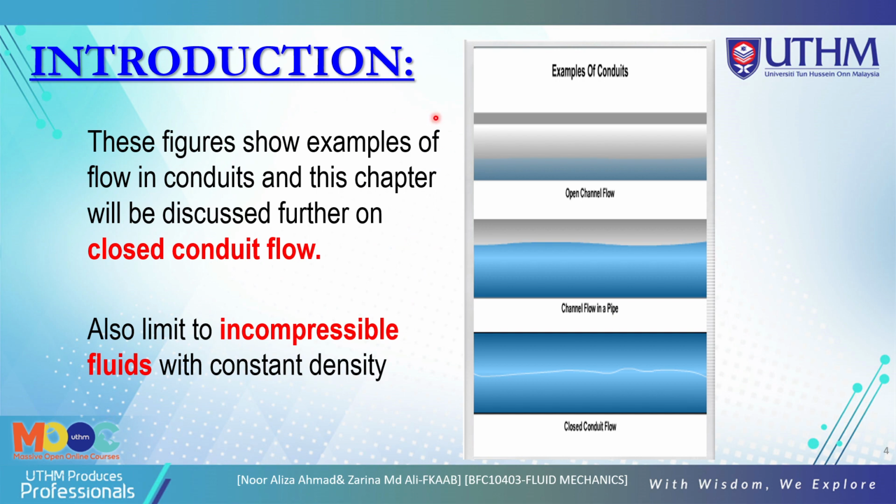Okay, introduction. These figures show examples of flow in conduits, and this chapter will be discussed further on closed conduit flow. So this is an example of conduits. This is open channel flow, open to the atmosphere, and channel flow in the pipe here, and also closed conduit flow. So this is the full closed conduit flow, also limited to incompressible fluid with constant density.